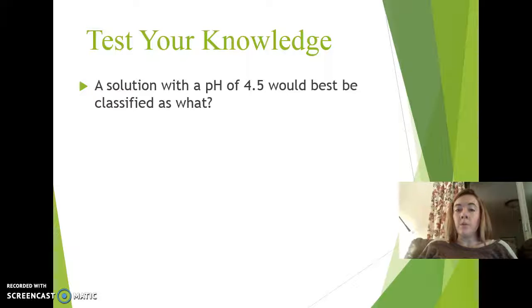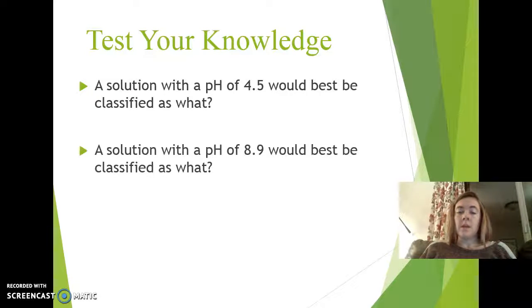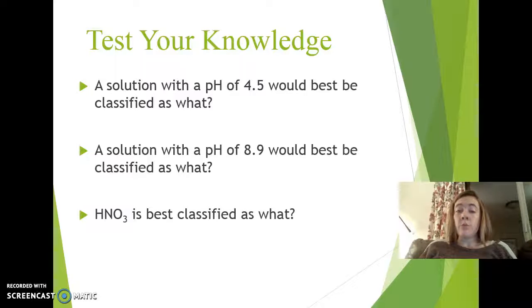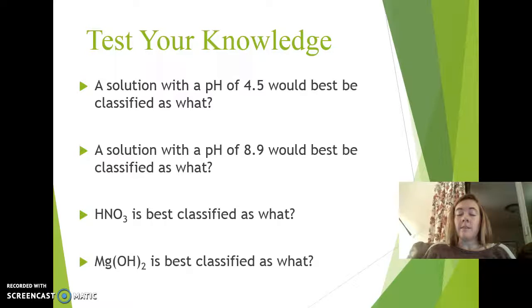So now we're going to test your knowledge. A solution with a pH of 4.5 would best be classified as a what? An acid or a base? A solution with a pH of 8.9 would best be classified as a what? An acid or a base? Take a minute, think about it. HNO3 would best be classified as an acid or a base? Magnesium hydroxide is best classified as an acid or a base.